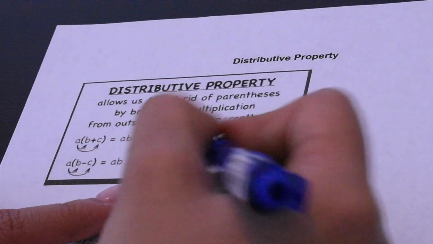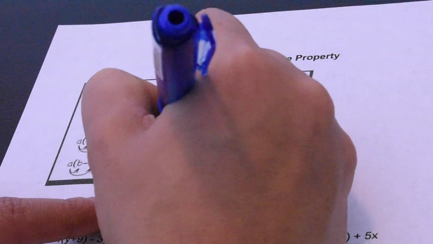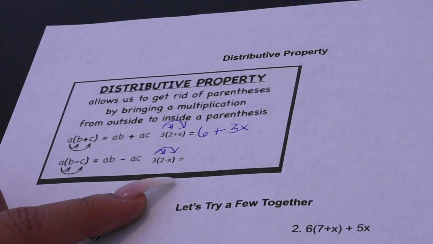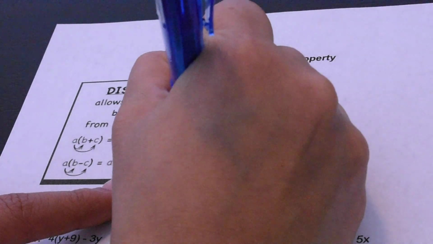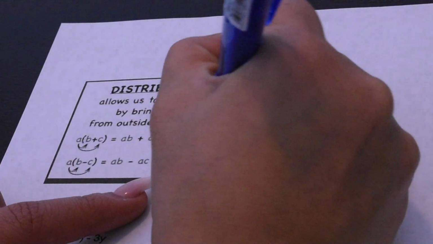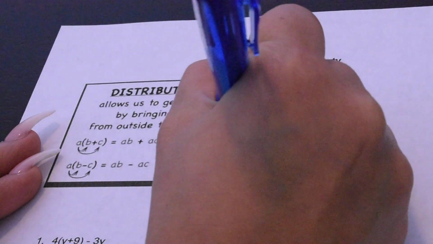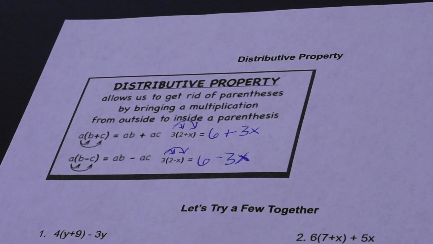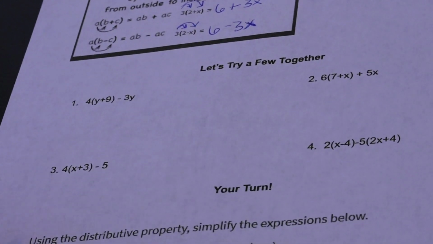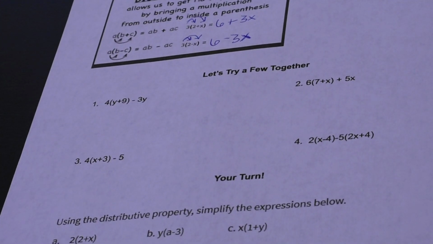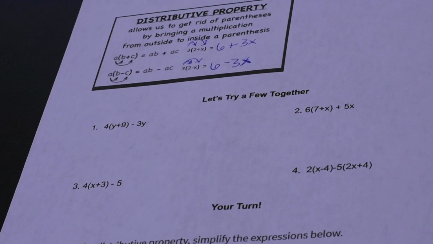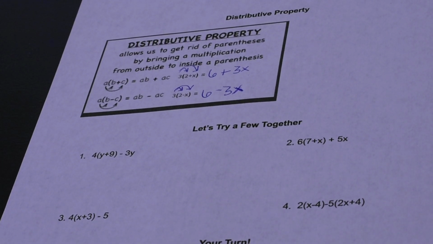All right, now over here, what if we have subtraction? So 3 times 2, 3 times negative x. So 3 times 2 is 6. 3 times negative 1x is negative 3x. So I have to include that subtraction sign. So we're going to do a few together, and then you're going to have your turn to practice by yourself, all right? And then you could check your answer with Miss A.